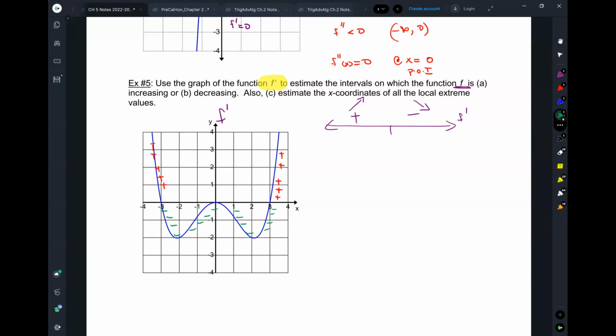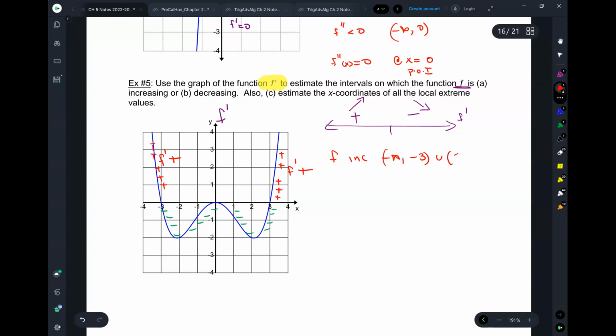So over here, f prime is positive. And over here, f prime is positive. So what's f doing in those regions? Increasing. Okay, so f is increasing from negative infinity to negative 3, because f prime is positive.